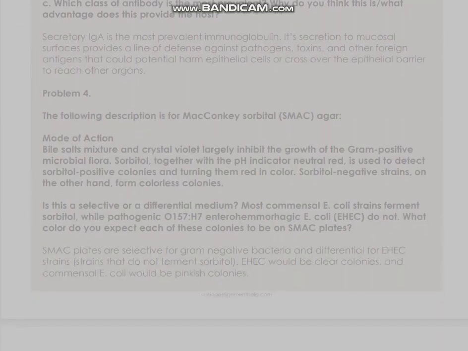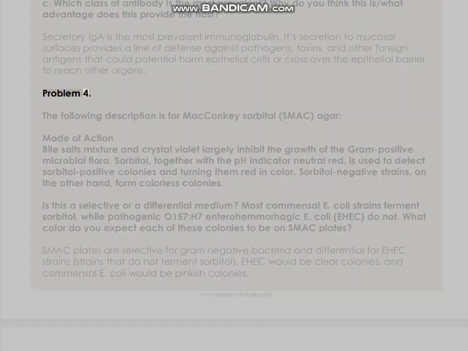C. Which class of antibody is the most prevalent? Why do you think this is, and what advantage does this provide the host? Secretory IgA is the most prevalent immunoglobulin. Its secretion to mucosal surfaces provides a line of defense against pathogens, toxins, and other foreign antigens that could potentially harm epithelial cells or cross over the epithelial barrier to reach other organs.